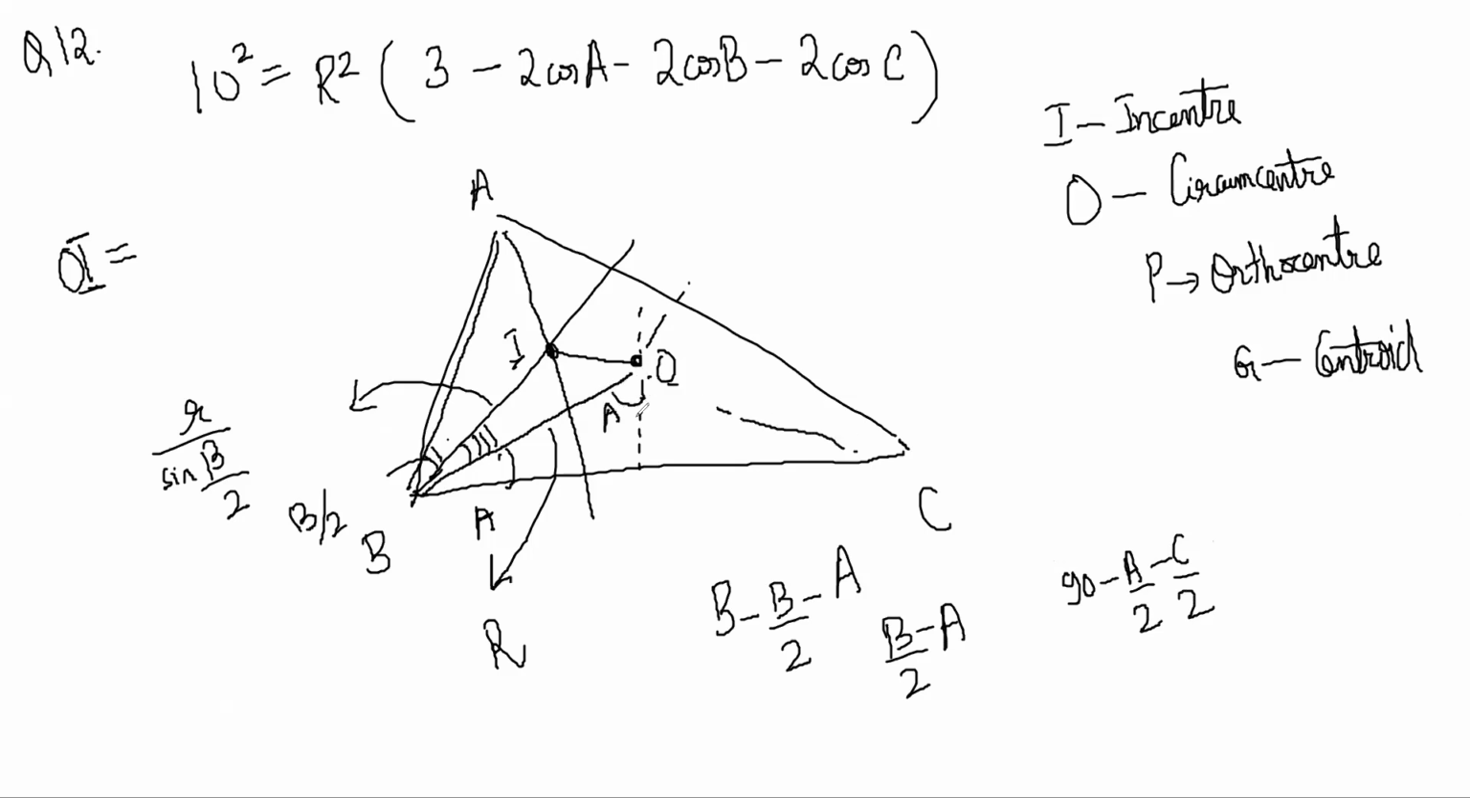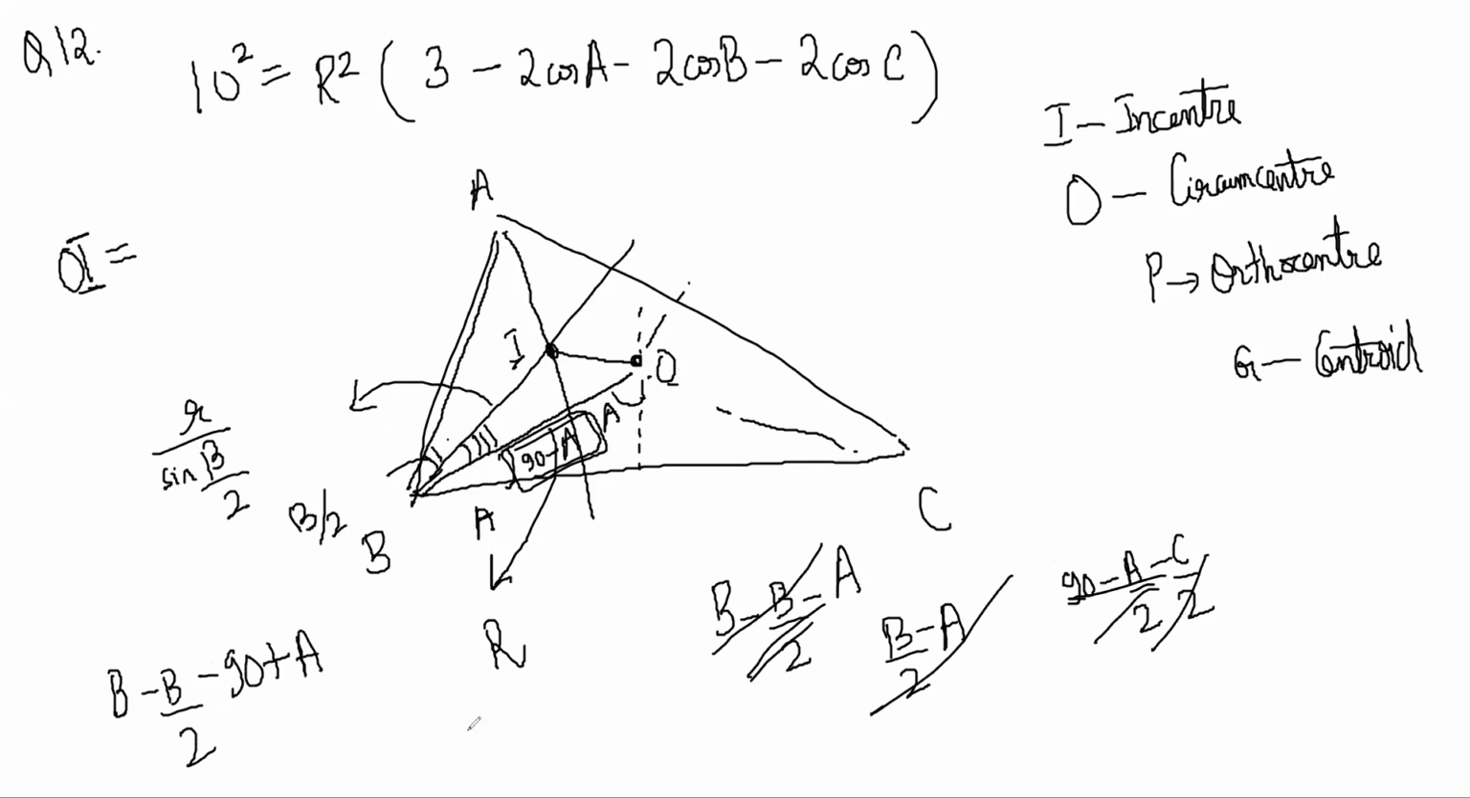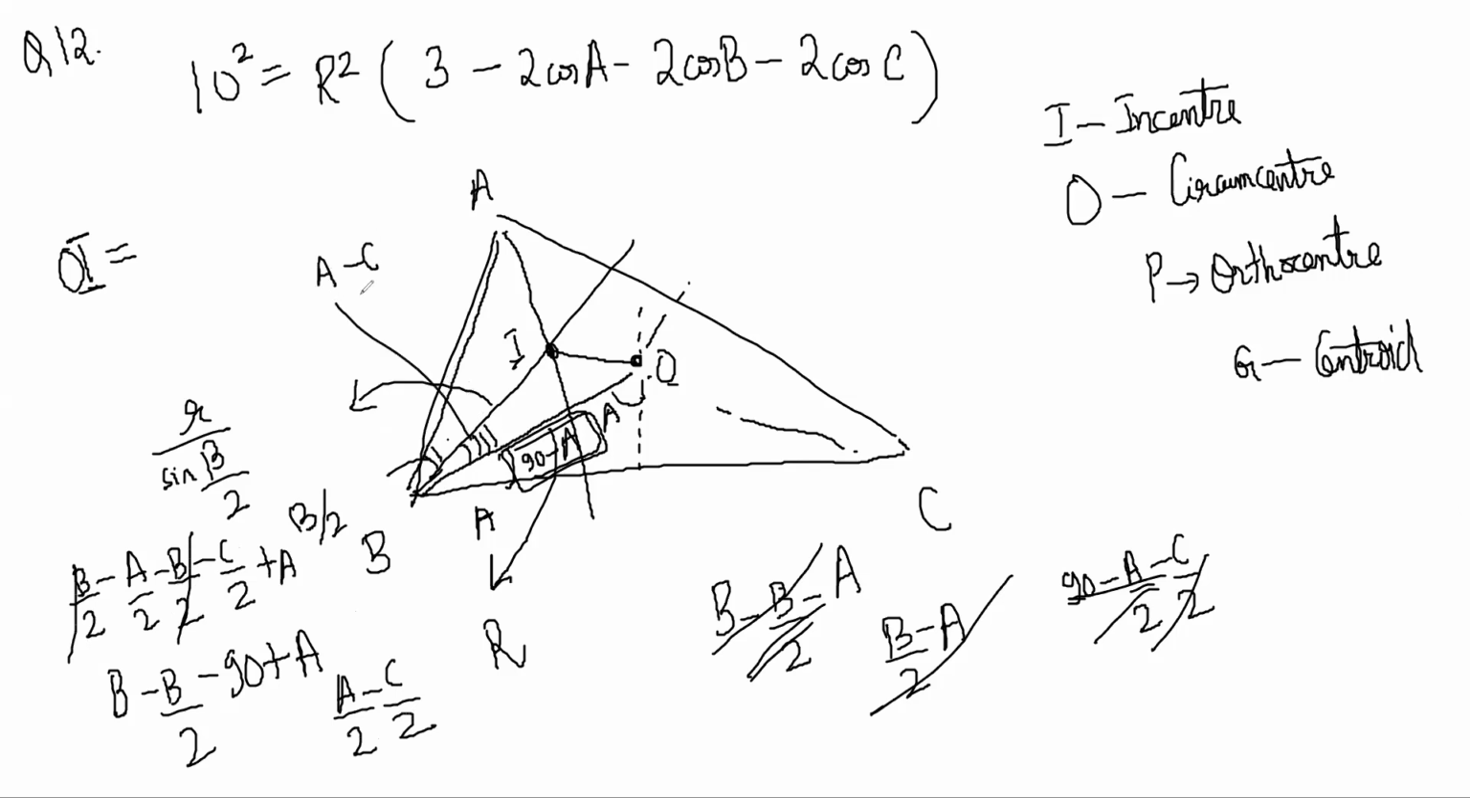This angle is A, no? So this angle is 90 minus A. That is the mistake. So the angle that we need is B minus B by 2 minus 90 plus A. So B by 2 minus 90 can be written as A by 2 minus B by 2 minus C by 2, plus A. So B by 2 gets cancelled again and it becomes A by 2 minus C by 2. So this required angle is (A minus C) by 2.